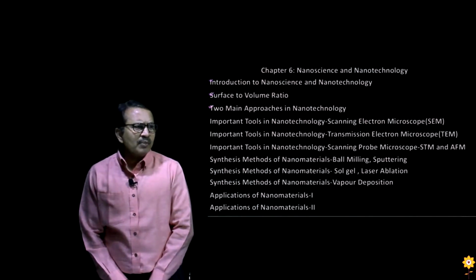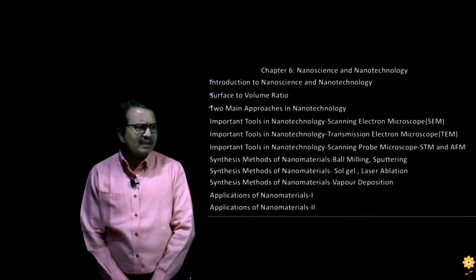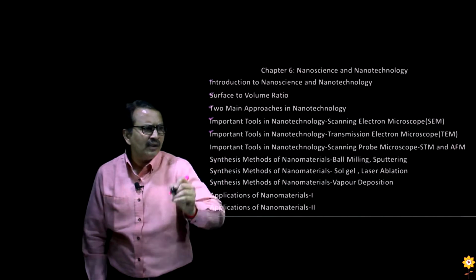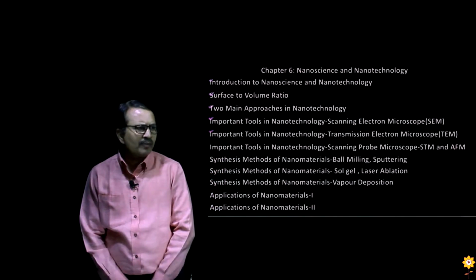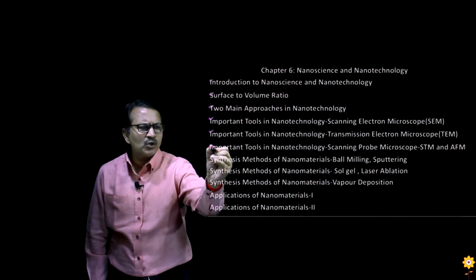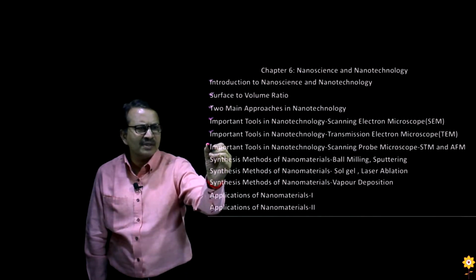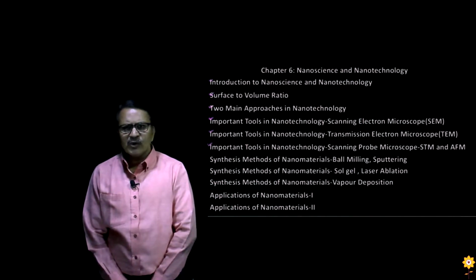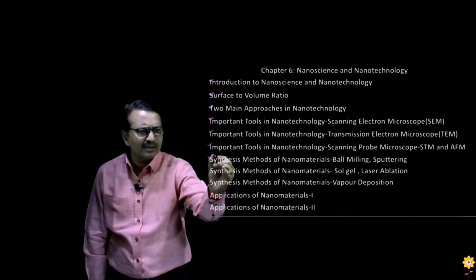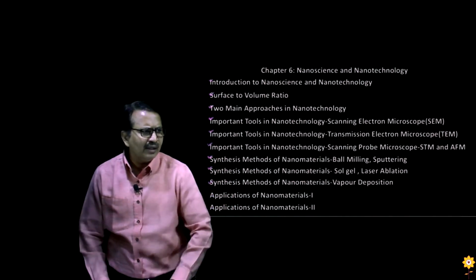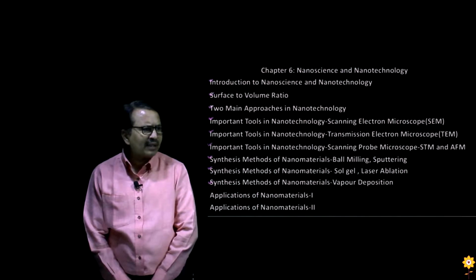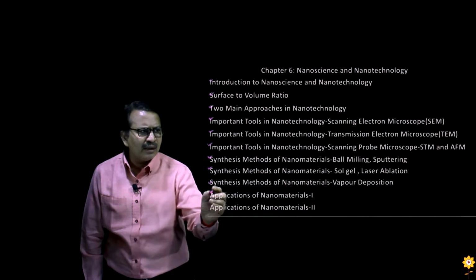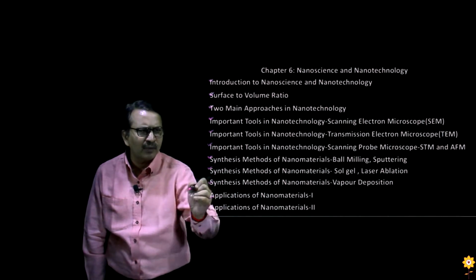This was followed by the important tools in nanotechnology, basically the scanning electron microscope, and this was followed by another important tool, which is the transmission electron microscope, followed by the scanning probe microscopy tools, which comprised the scanning tunneling microscope and the atomic force microscope. This was followed by various synthesis methods 1, 2 and 3 that comprised ball milling, sputtering, sol gel, laser ablation, vapor deposition. And we have also done the applications of the nanomaterials part 1.